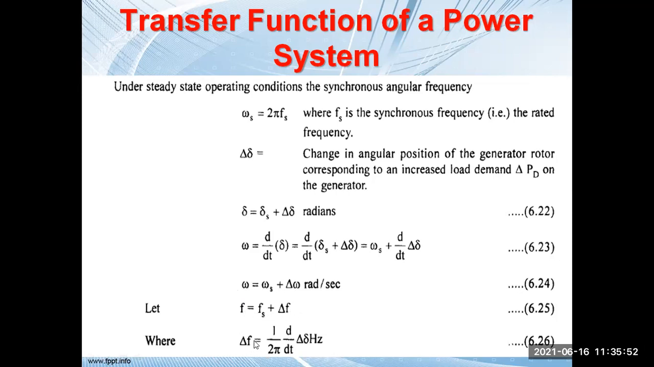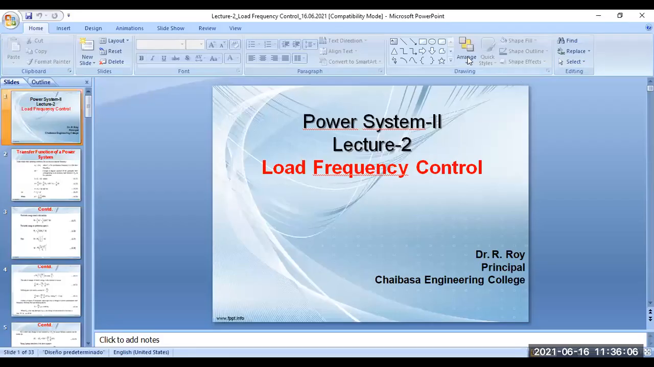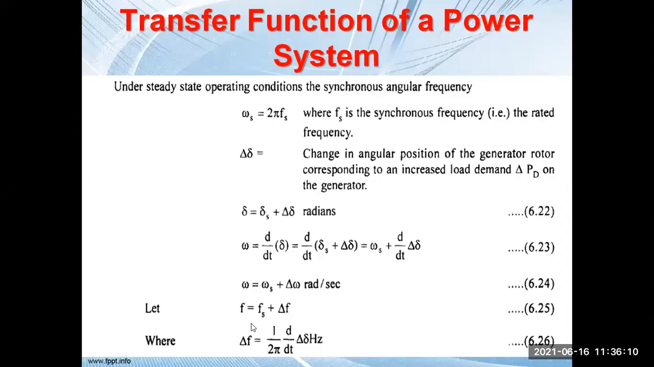Now delta f equal to 1 by 2 pi d/dt of delta delta. So from here we can say that this delta f will be equal to 1 by 2 pi into d/dt of delta delta. This point is clear? This derivation is clear, this particular thing, or should I derive it? This one is clear?